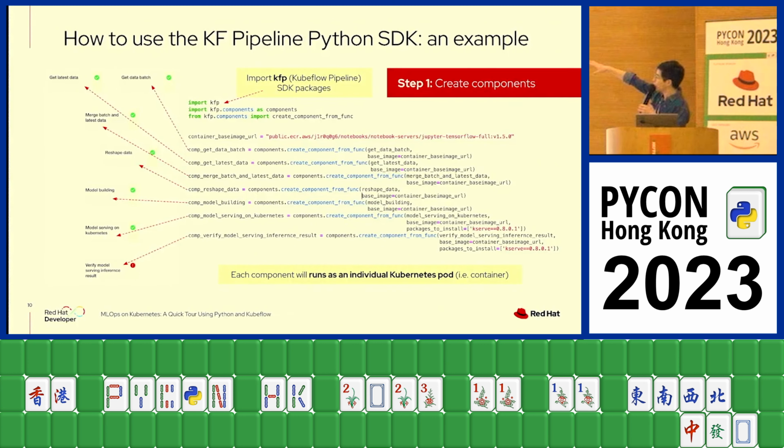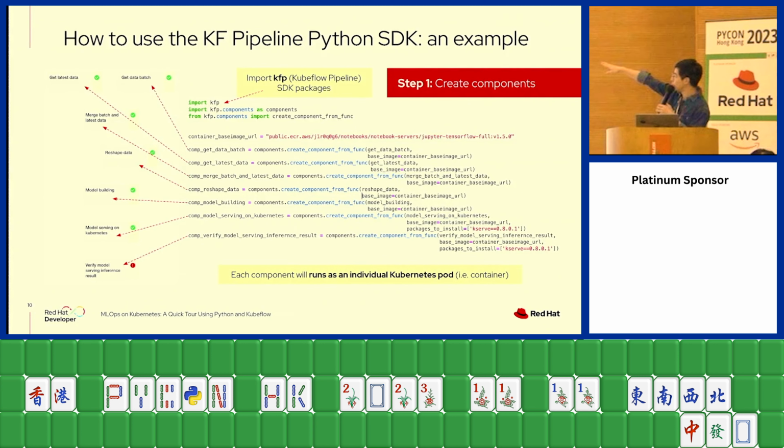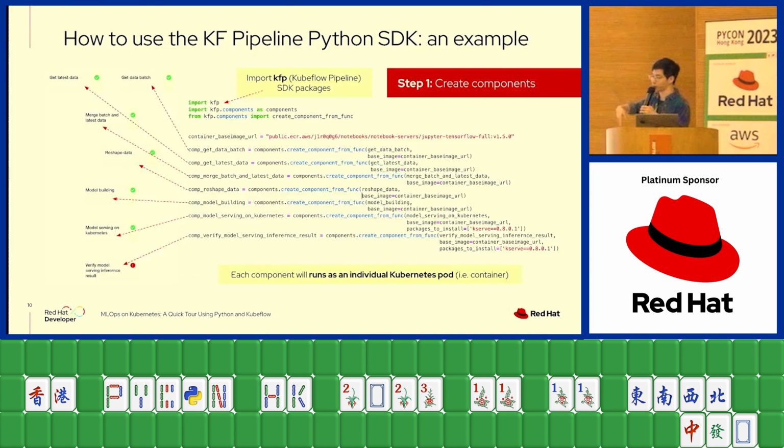So how to do it? Just call the create component function and then feed in a Python function to say what kind of script you want to run where these steps execute. And each step runs in an isolated container. That's why you have to feed in the container base image, so that every step is isolated.